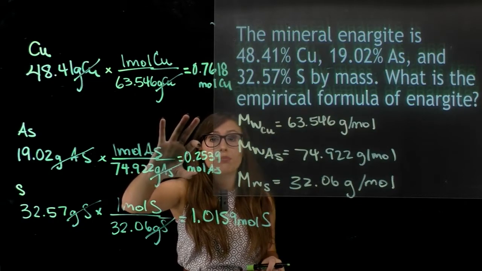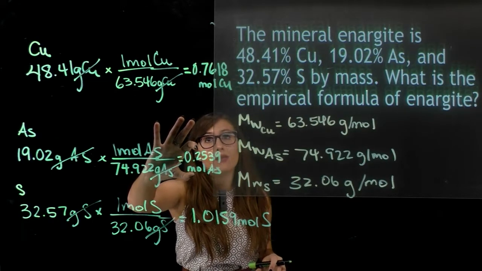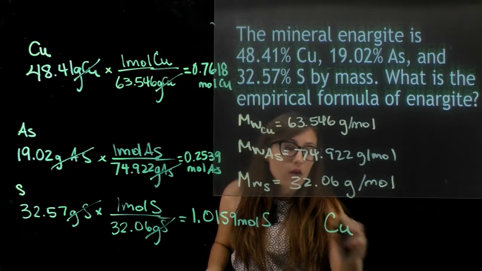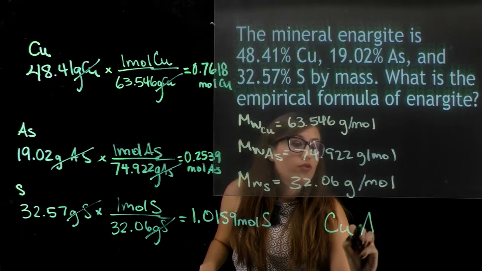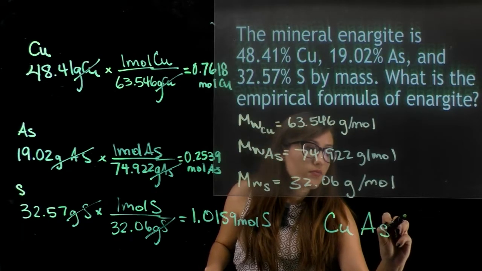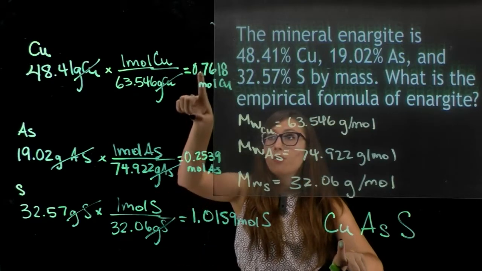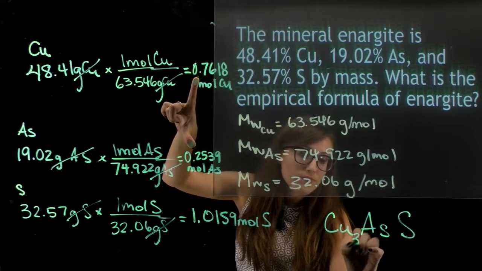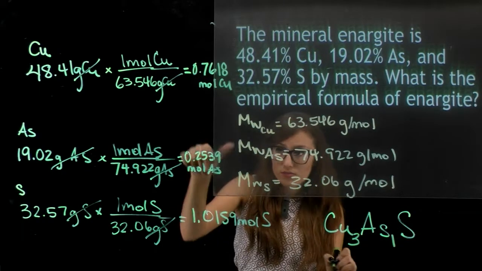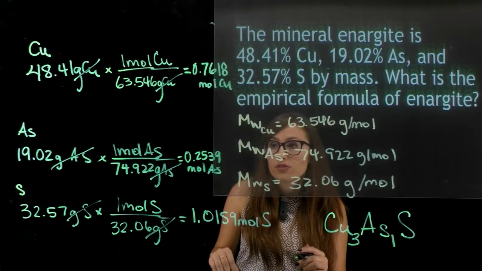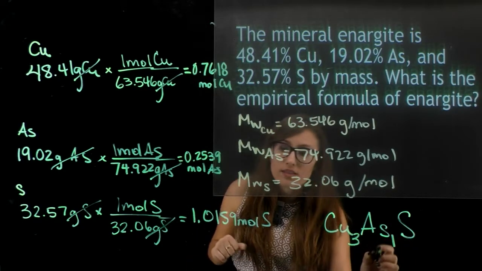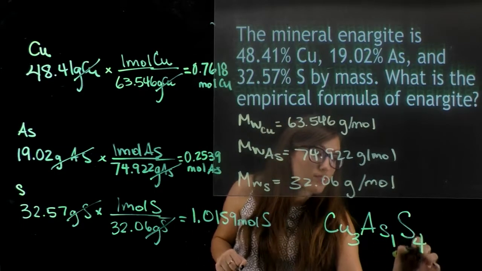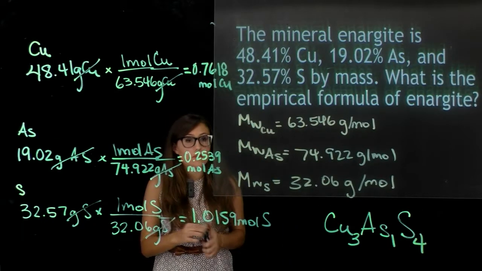So we divide everything by 0.2539 moles. So we divide this by that factor and this by that factor in order to get our empirical formula. And we end up calculating copper, 0.7618 divided by 0.2539 is 3. Arsenic ends up being 1, so 0.2539 divided by 0.2539 is 1. And then divided by this, 1.0159 by 0.2539 is 4. And this is our empirical formula for this problem.